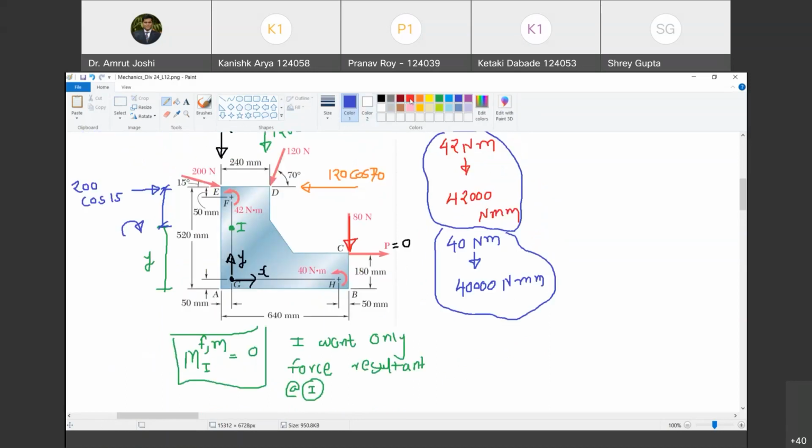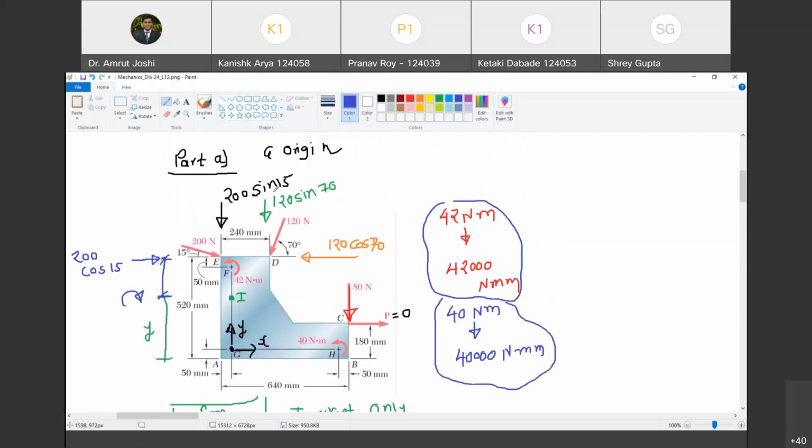Let us go ahead now. Let us write down the moment of 200 sine 15. What kind of moment does it produce about I? Will it be anti-clockwise? Yes, anti-clockwise. Present on the left hand side. You can imagine the body is held at I. It is going to produce anti-clockwise moment. So I will show it anti-clockwise. Are you with me? Yes, sir.